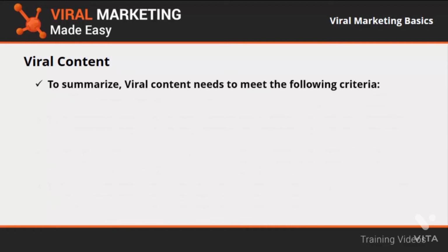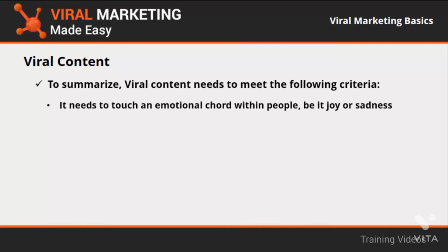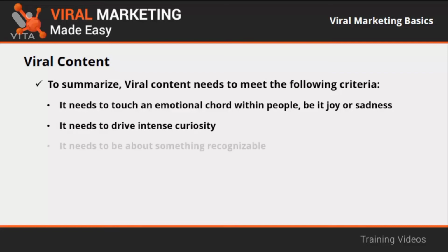To summarize, viral content needs to meet the following criteria. It needs to touch an emotional chord within people, be it joy or sadness. It needs to drive intense curiosity, and it needs to be about something recognizable.